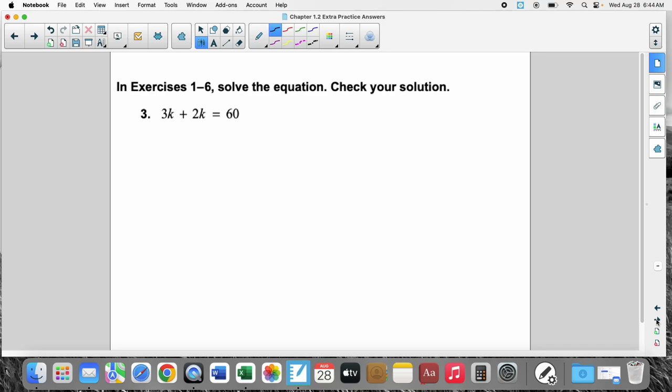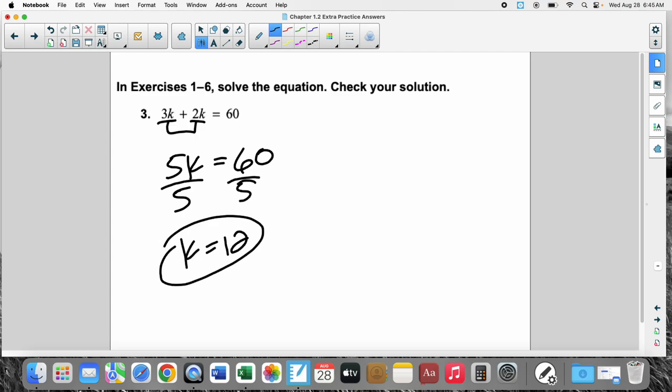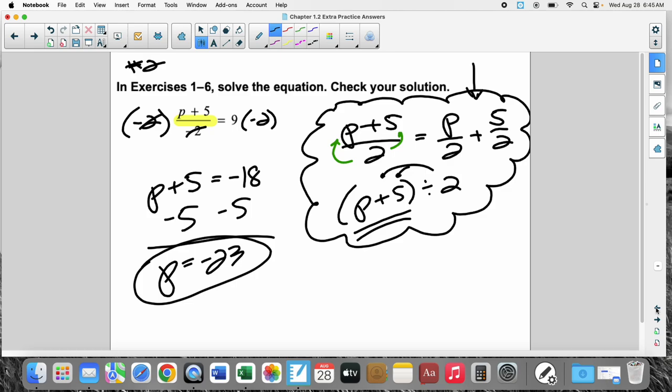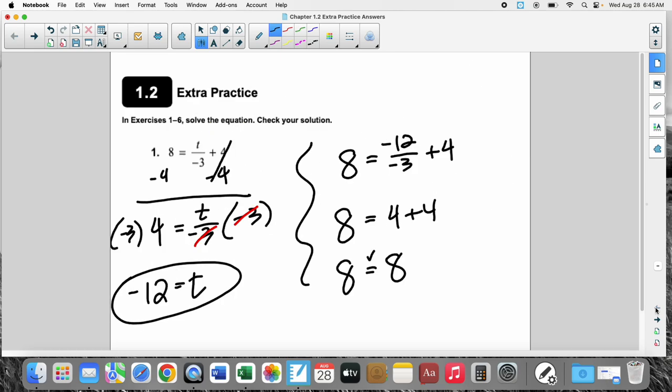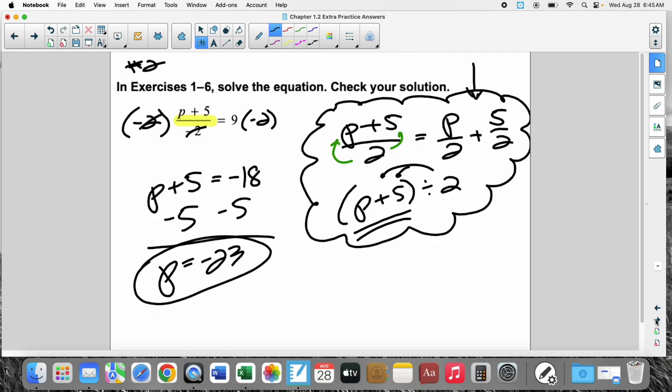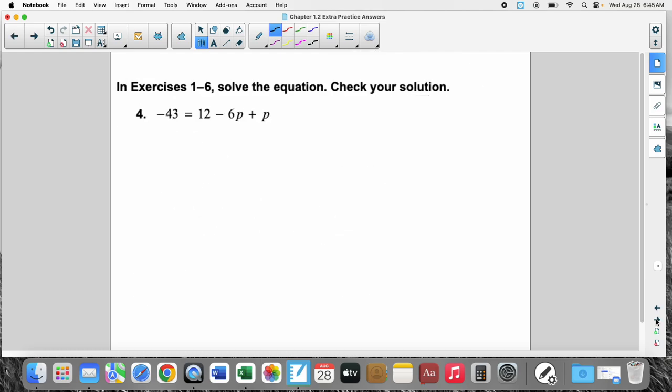Sometimes we need to simplify. We have like terms, so it's important that we simplify each of the sides before isolating. Now we can divide by 5, and we get k equals 12. We couldn't simplify here because p and 5 aren't like terms, and we can't simplify here because t over -3 is really -1/3 t. That's another concept that you need to understand. Okay? So lots of good little nuances that you have to be aware of.